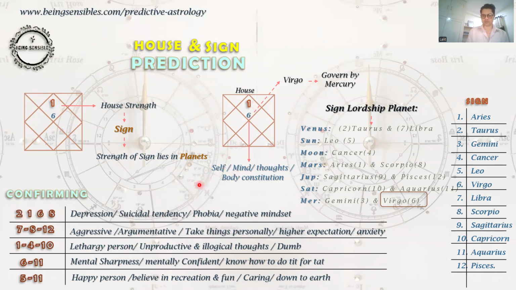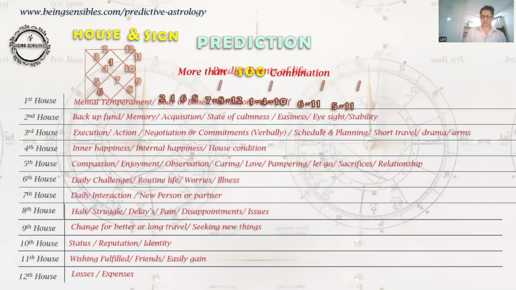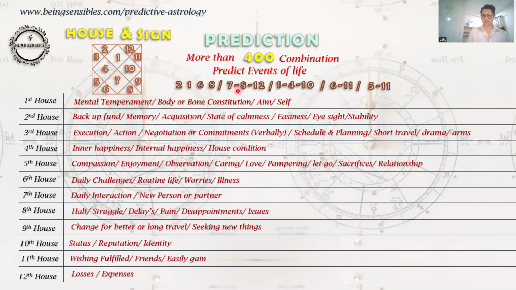Just like it's mentioned in the first house, saying mind and self. Suppose a person has 2, 1, 6, which is saying depression, suicidal tendency, phobia, and negative mindset. There are more than 400 combinations which help you predict any part of life. These are a few combinations, but there are more than 400 combinations that come in different houses. For example, if the combination 7, 8, 12 comes in the first house, or any of these houses, it helps you understand the quality of the house, the strength of the sign, and the planet.